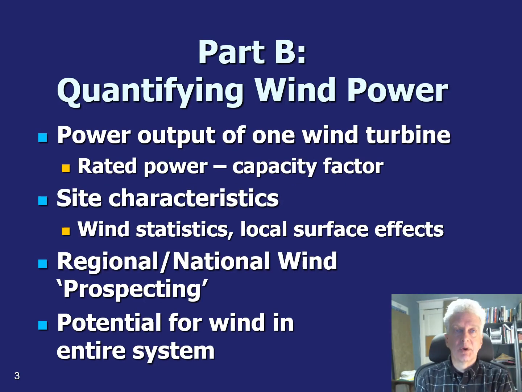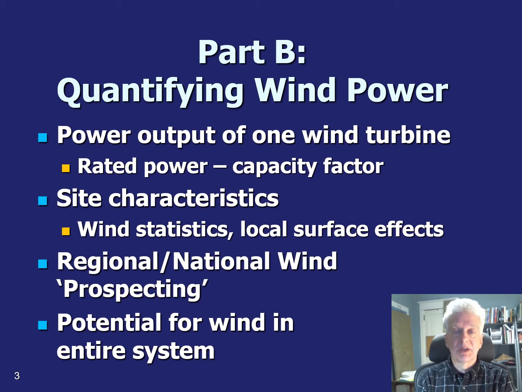Different factors in quantifying wind power. There's the power output of a specific single wind turbine. It's rated in a nameplate capacity for the maximum power that it can generate. Then there's another factor that you have to look at: how much over time does the wind actually blow, what percent of its rated capacity does it actually put out.